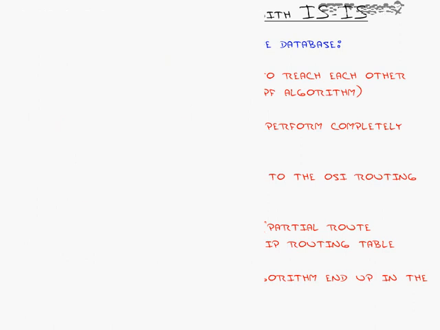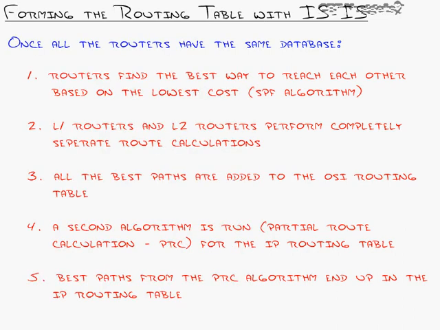Now, level 1 and level 2 routers will perform completely separate route calculations. What that means to you is if you have a level 1/level 2 router, the SPF algorithm runs twice. 1 to find all the level 1 paths within the area, and 2 to find all the paths across the backbone, all of the other areas. What are the best paths to reach the routers in other areas?